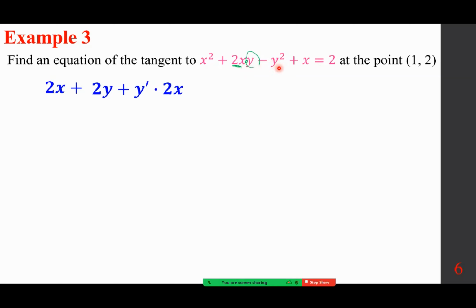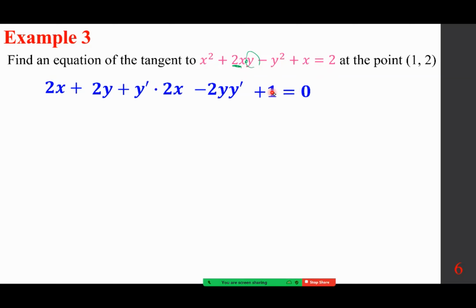Minus y squared is minus 2y prime, plus x, plus 1. Any number results in 0. Minus 2y prime plus x, that means plus 1, and a number results in 0. And we are done with the calculus part.